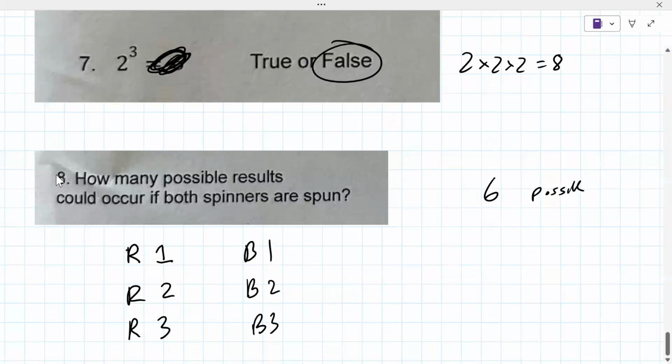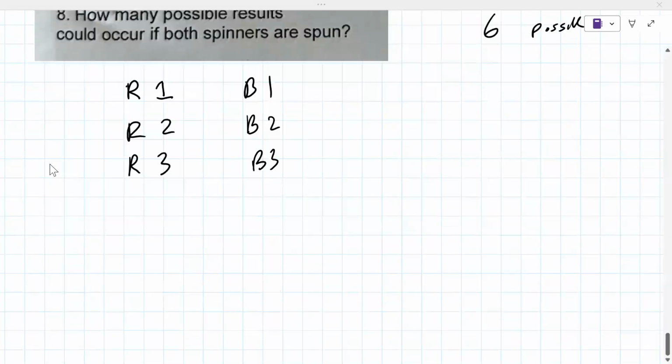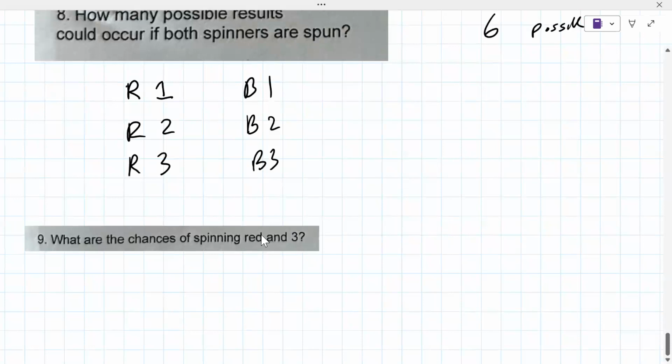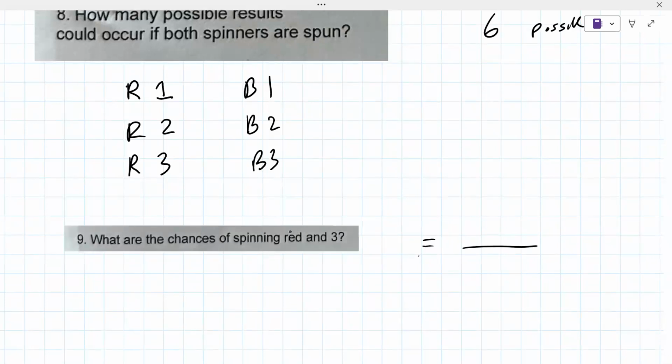Okay. So the next one is what's the chances between red and 3? So they have to both occur. So in that list there, how many of them are exactly red and 3? 1. So 1 out of 6.